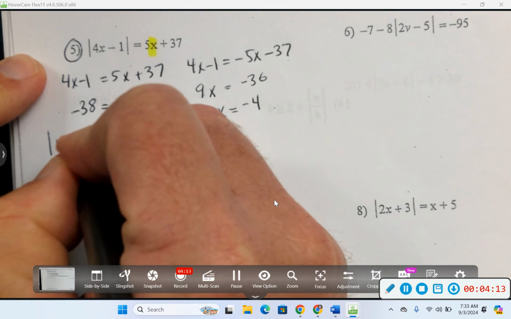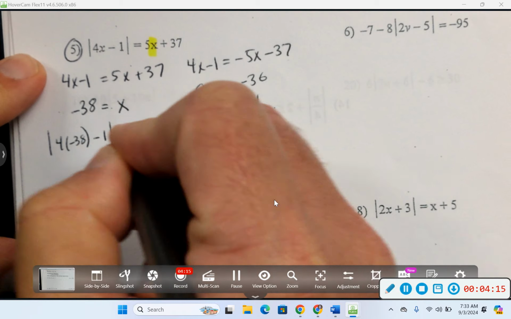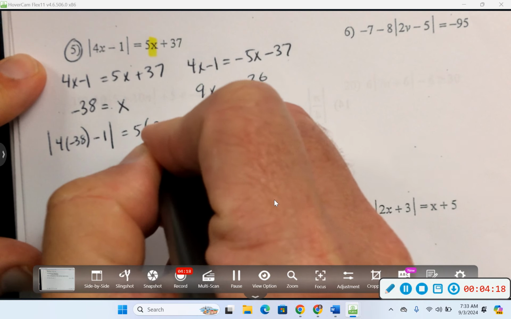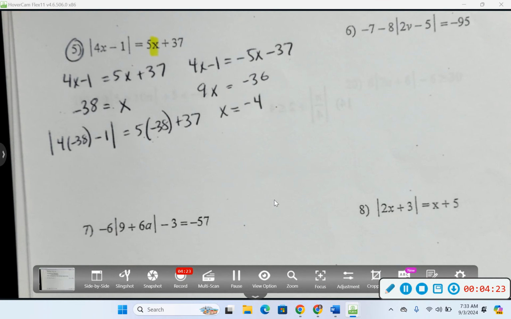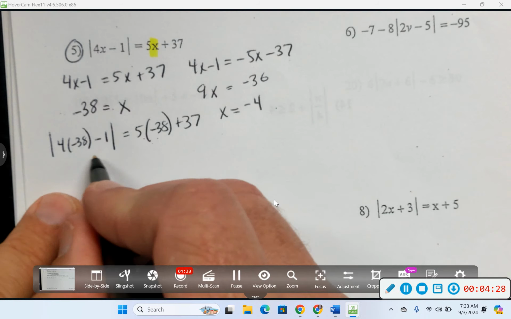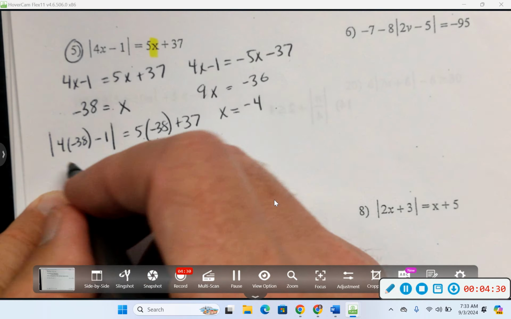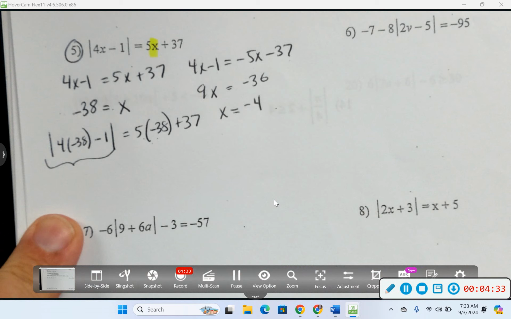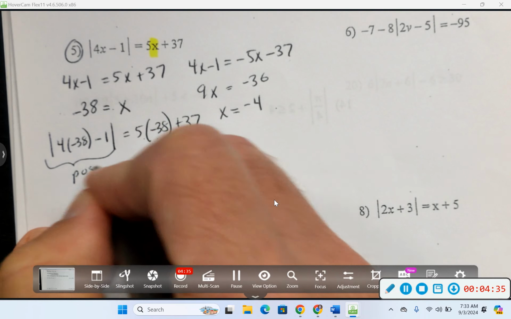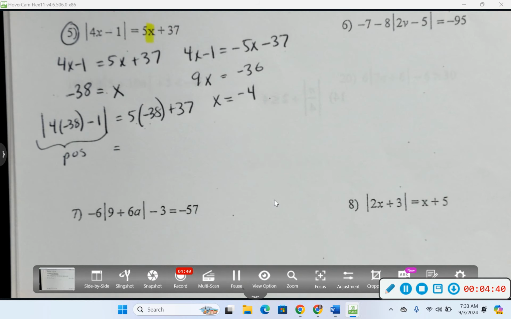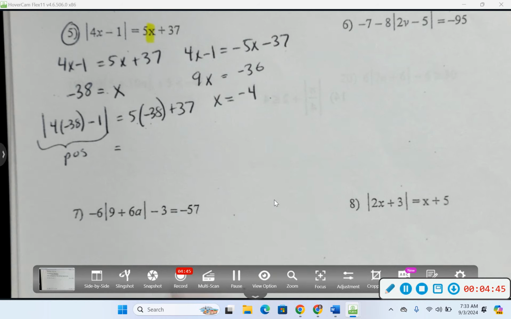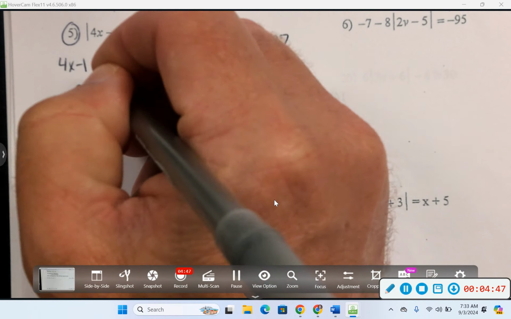Absolute value. 4 times negative 38 minus 1 equals 5 times negative 38 plus 37. Oh, this is kind of similar to number 1. I don't know what 4 times 38 is without... Yeah, but what's this side going to be? Positive. And I don't know what 5 times negative 38 is, but it's definitely going to be negative, right? Even when I add 37. 5 negative 38s and a 37 is going to be negative. So that guy's out.